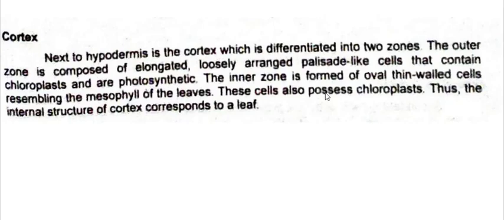The inner zone is formed of oval, thin-walled cells which resemble in shape the mesophyll cells of the leaves, and these cells also have chloroplasts. So the internal structure of the cortex resembles the structure of the leaf.